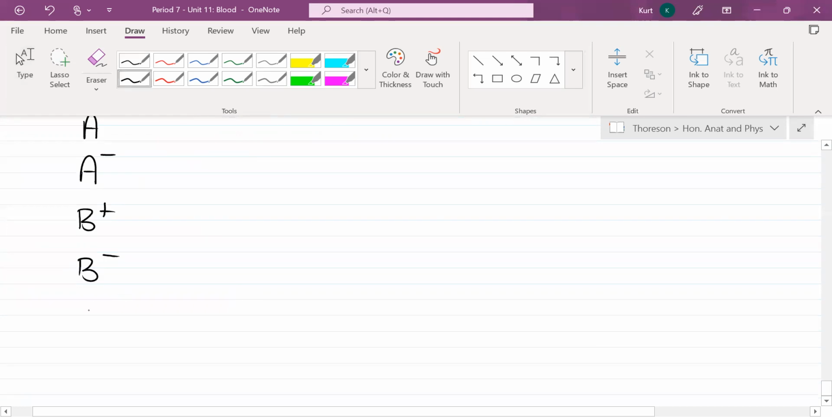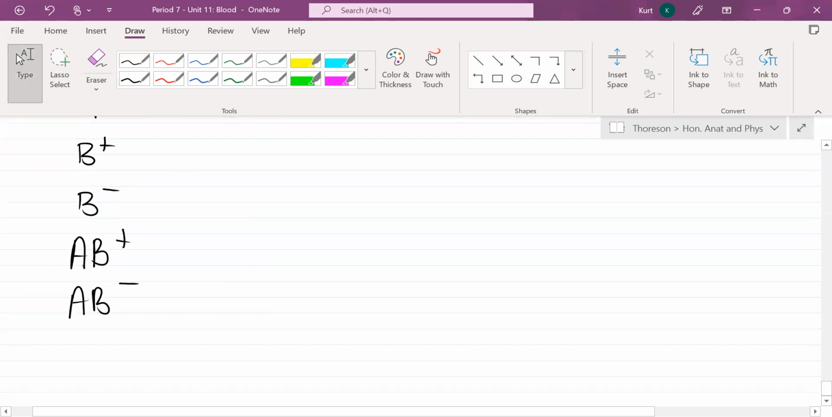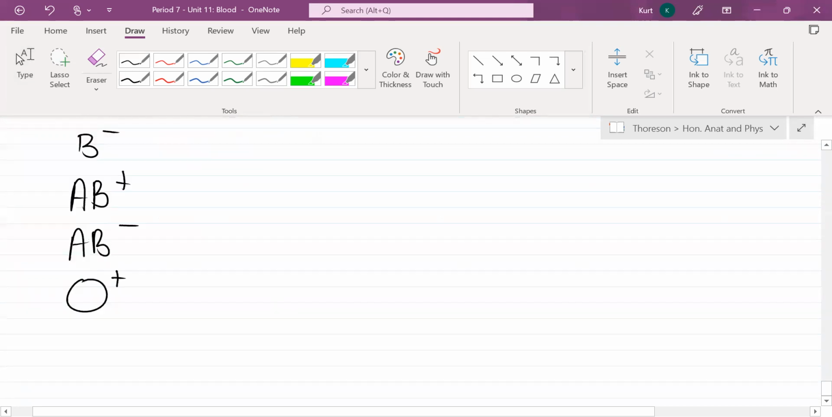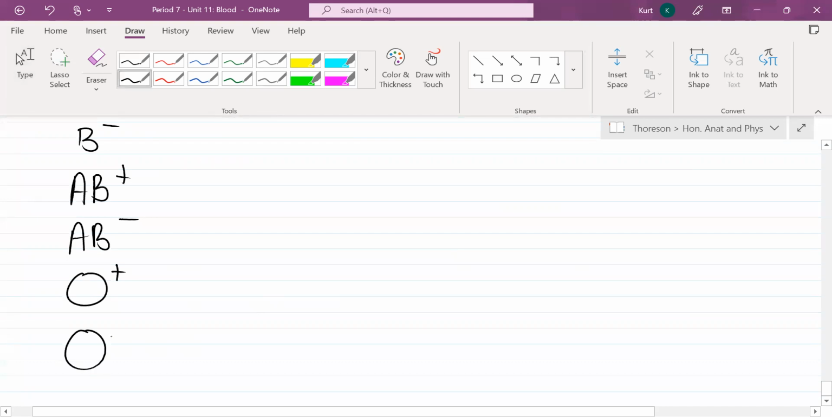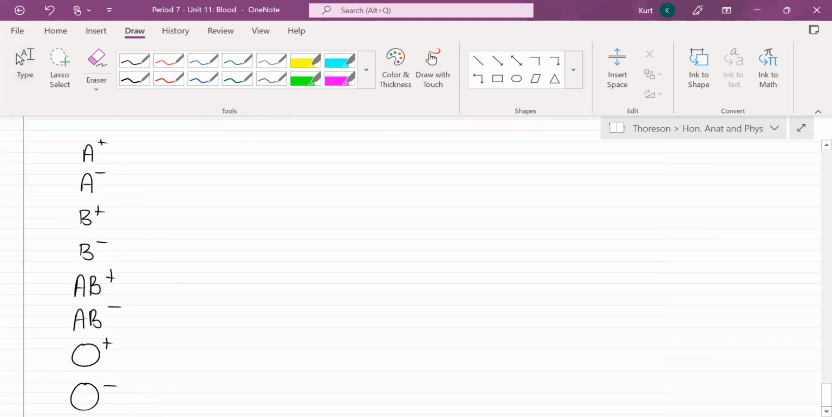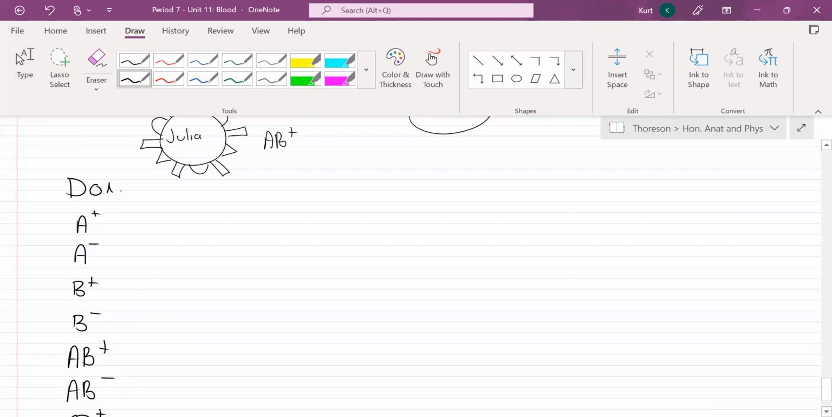I did not do this with second period. I'm going to try it with you guys, see if it'll work out. I want you to stop and think. That is key for this. Don't just go blah. Stop and think. All of those are going to be the donors. Okay, and just copy it over here for the recipient.